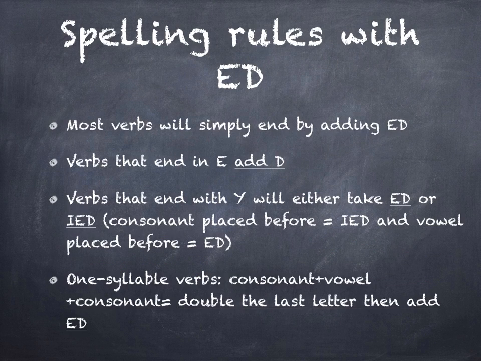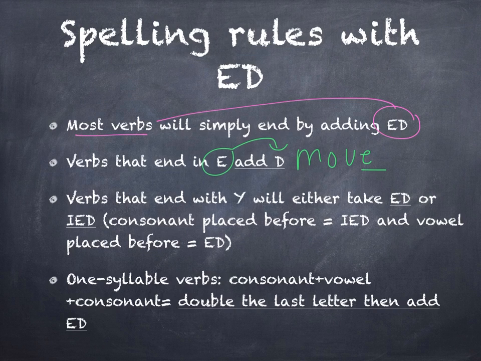With regular verbs, there are certain spelling rules to respect. You have to know that most verbs will simply add ed to the verb. But when the verb ends with e, you simply add the d at the end. Example, move will add only the d. If you have a verb that ends with y, preceded by a vowel, you will add ed at the end. Example, play will become played.